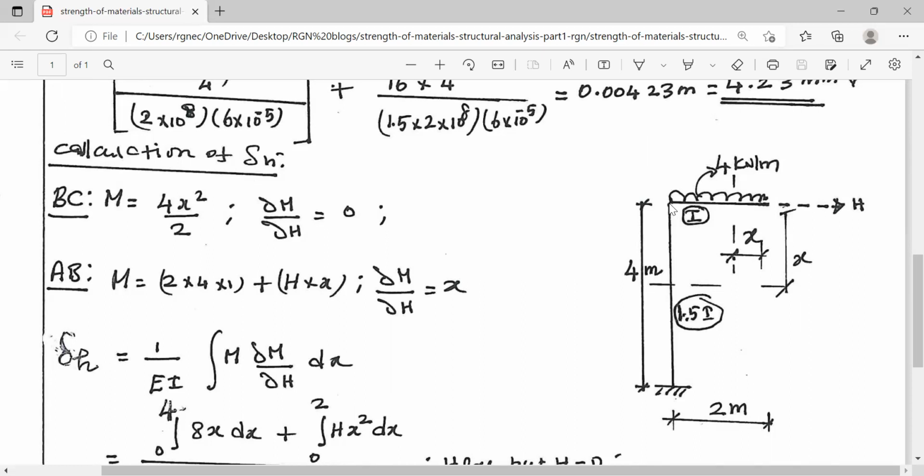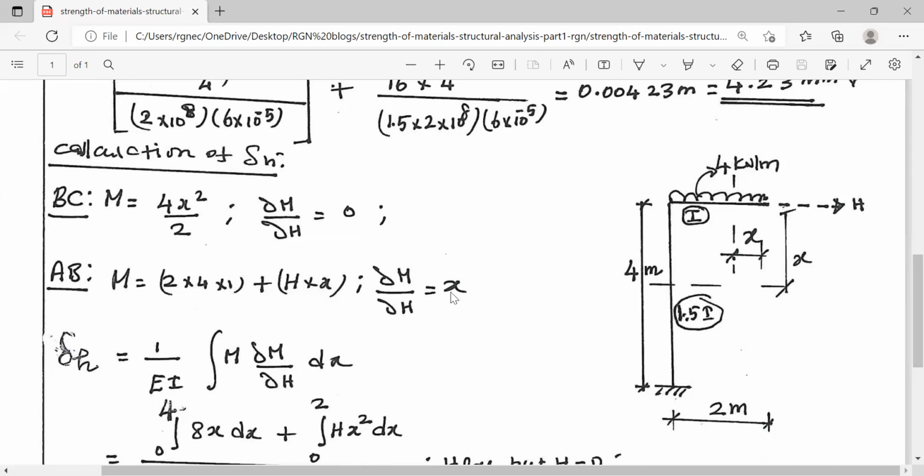Now, the integration should be calculated for the portion AB. For the portion AB, the bending moment is equal to the total UDL 2 into 4 into its arm 1 meter plus H into X. We are taking the X measured from point B, H into X. The reference point is B. The limits are ranging from B to A. Therefore, the limits are 0 to 4.